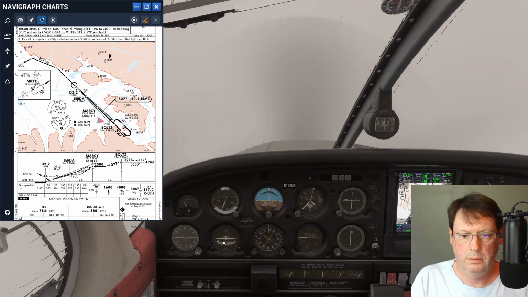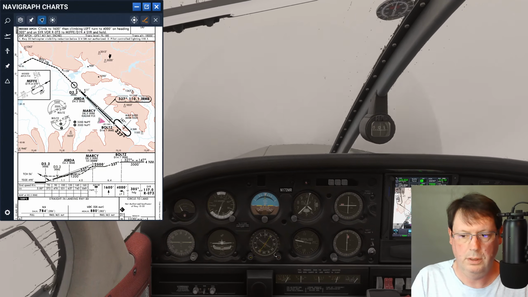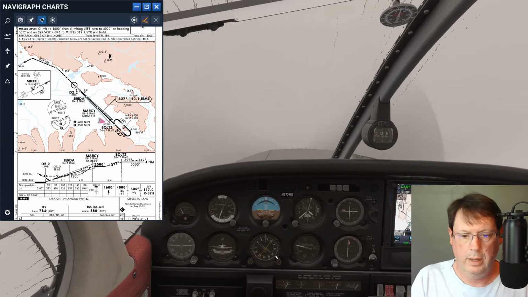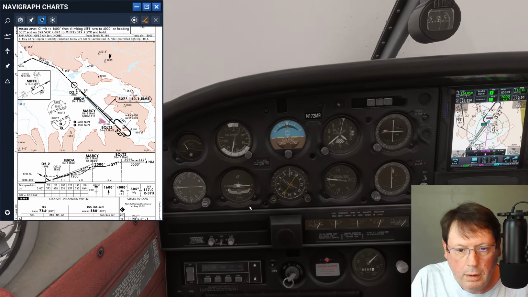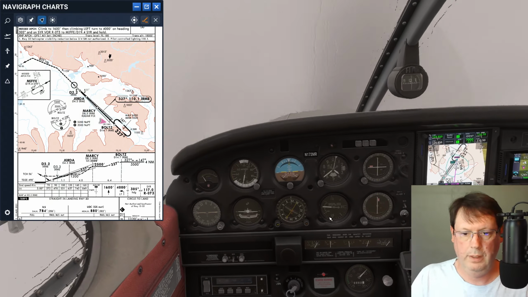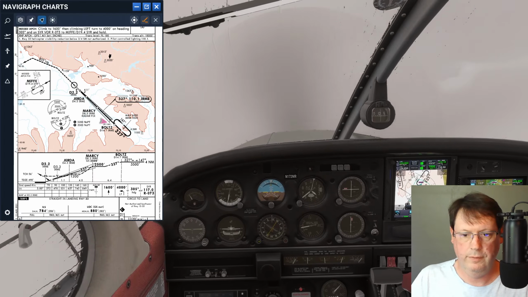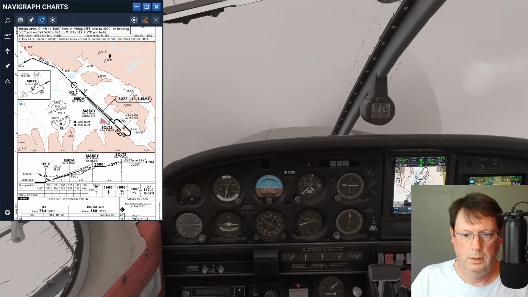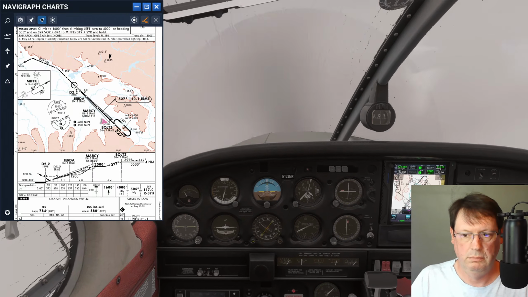The little vertical track. Talking about a vertical track is fine. Standard rate turn is right on that little bar right there in your turn coordinator. Not too bad thus far. 150 feet high, a couple degrees off on the course. Not too bad.